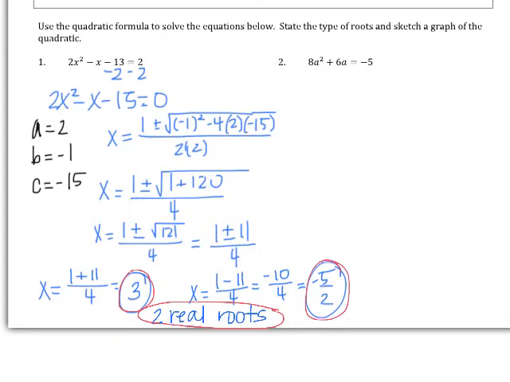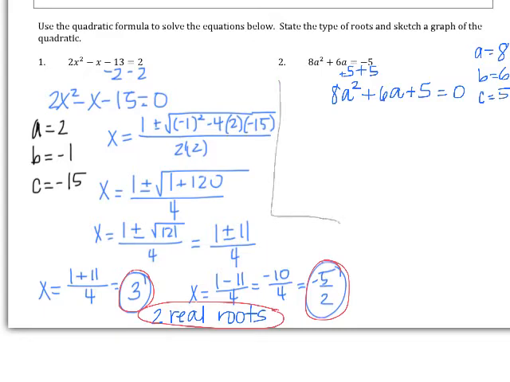All right, let's look at number 2. For number 2, again, I want to set it equal to 0. So I'm going to get 8a squared plus 6a plus 5 equals 0. Let's identify a, b, and c. A is 8, b is 6, c is 5. And now let's go ahead and use the quadratic formula.